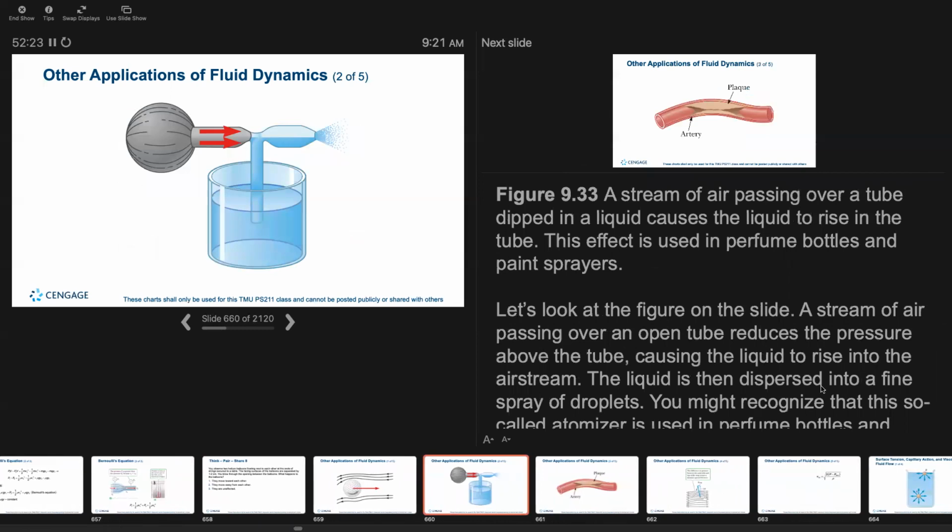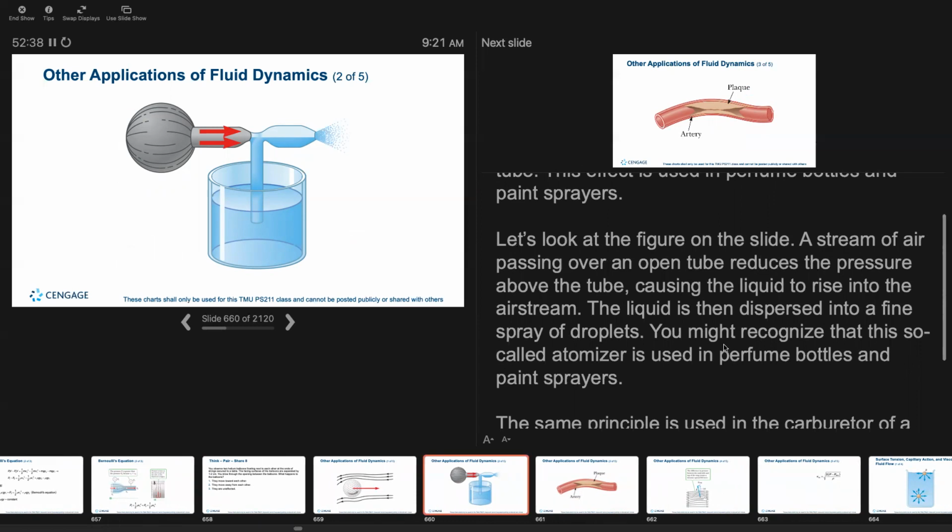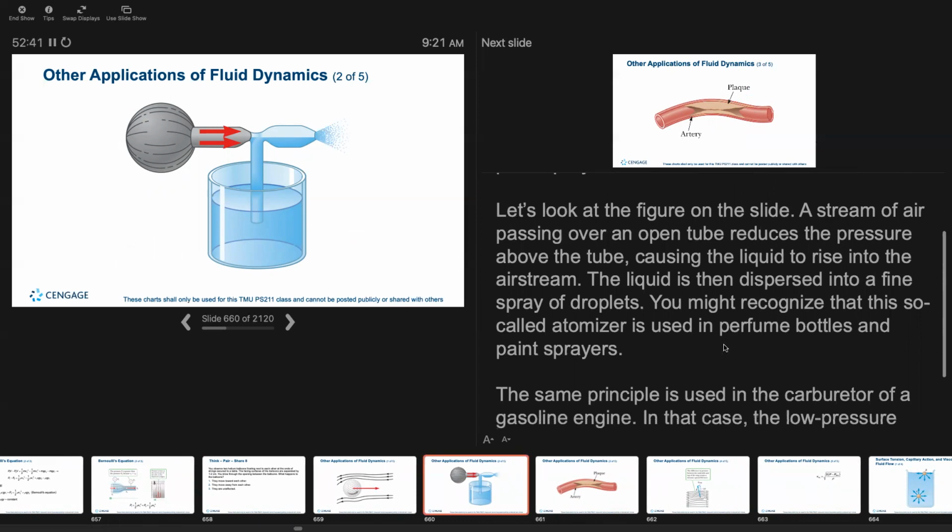So in this figure, we have a stream of air passing over a tube dipped into a liquid, causing the liquid to rise in the tube. The effect is used in perfume bottles and paint sprayers. The stream of air passing over the open tube reduces the pressure above the tube, causing the liquid to rise into the airstream. The liquid is then dispersed into a fine spray of droplets. You might recognize this so-called atomizer as used in perfume bottles and paint sprayers.